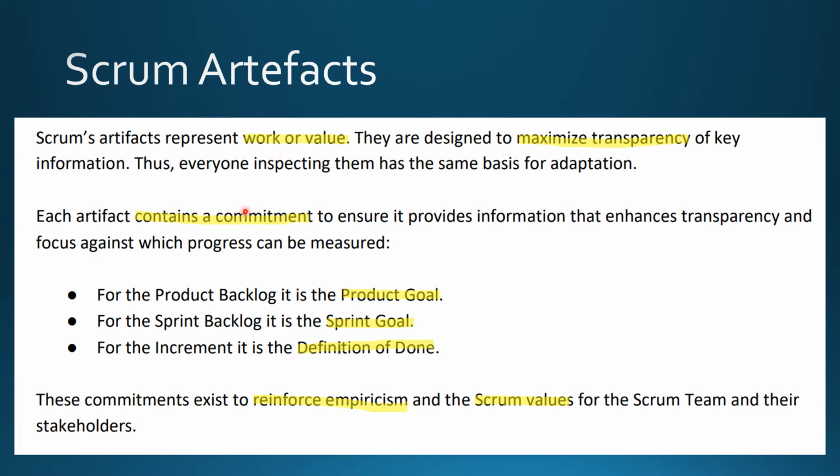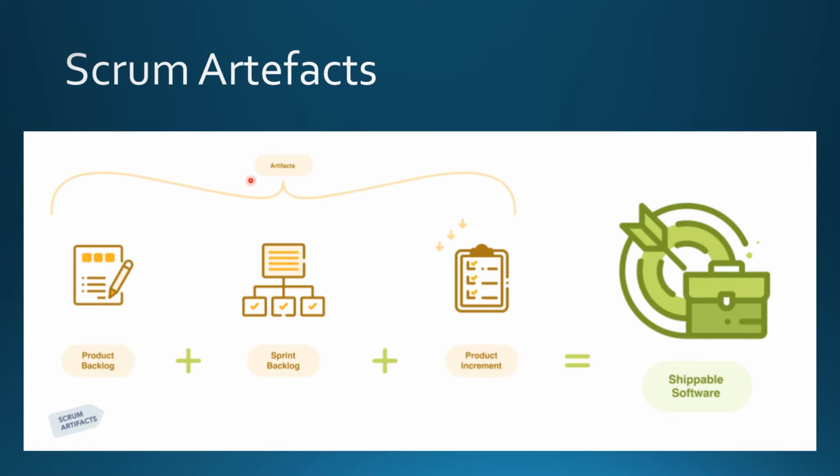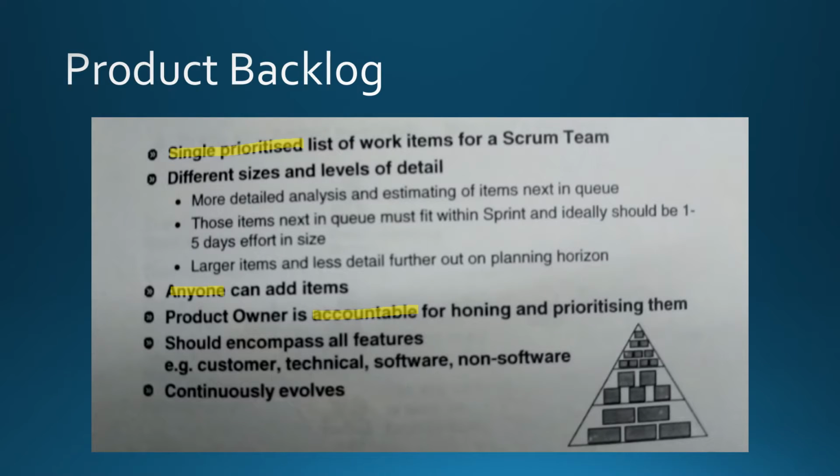Right, whatever critical words and vocabulary I try to highlight in yellow, it's very important to understand these critical words like value and maximizing the transparency. Every artifact contains a commitment. Product goal, sprint goal, DoD, all these are commitments, and they reinforce empiricism and Scrum values. I already told you Scrum is a behavior. So this is a pictorial representation of Scrum artifacts: product backlog, sprint backlog, and the working software. In combination, they are producing shipping software.